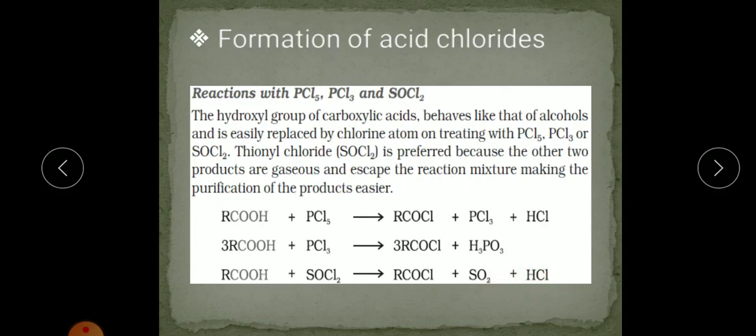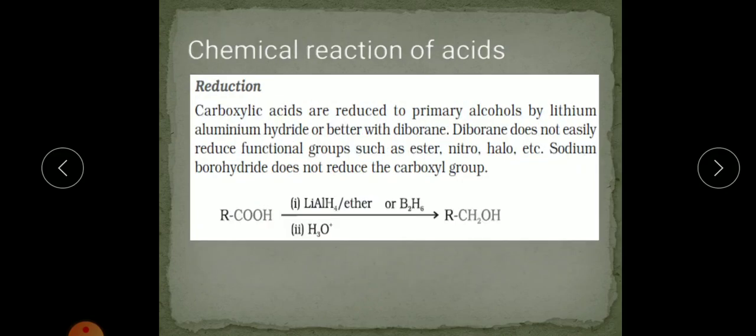So we have already seen many reactions involving PCl5, PCl3 and SOCl2. The main function of these three reagents is to replace the OH by the Cl group. So this is how the formation of acid chloride takes place.